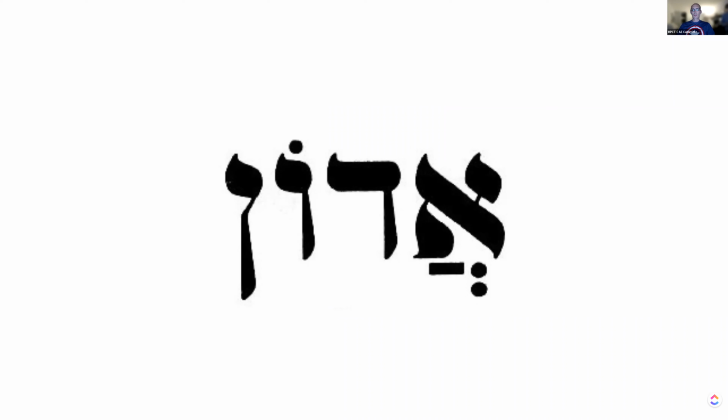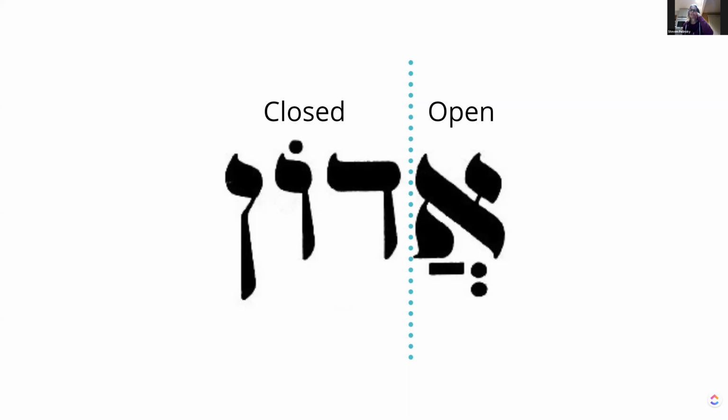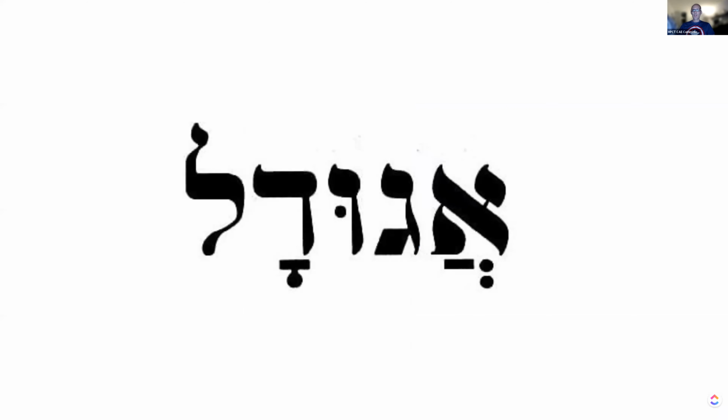How many syllables? Two. Anybody have any other opinions besides two? No? Okay, that's correct. First syllable, open or closed? Open. Second syllable, open or closed? Closed, okay, correct. Now how do we pronounce the word? Adon. Excellent. Okay, let's do one more.